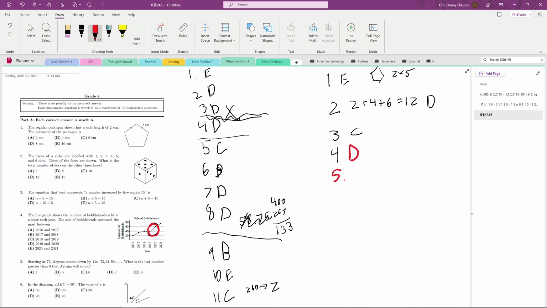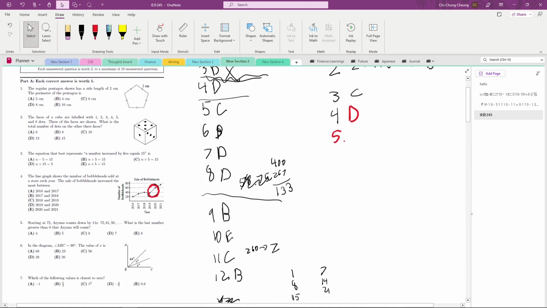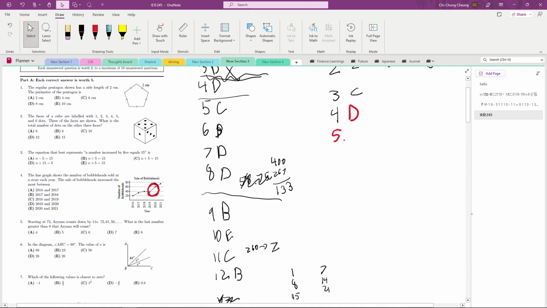5. Starting from 72, Aryana counts down by 11, and what is the last number that's greater than 0? So the way I did it was I know 44 is divisible by 11 because 11 times 4 is 44. So if you started from 44, you'll get to 0, but we're at 50.